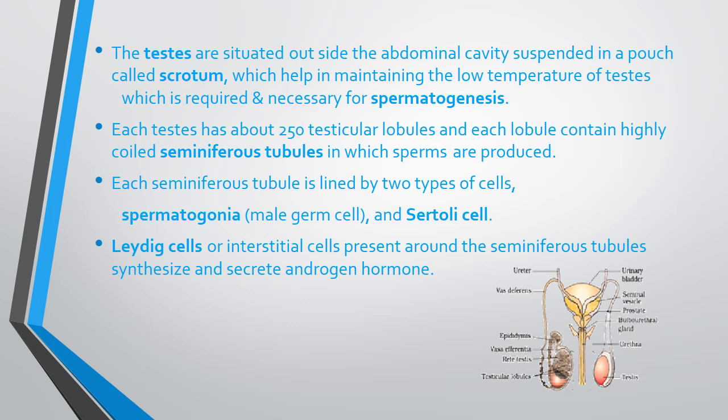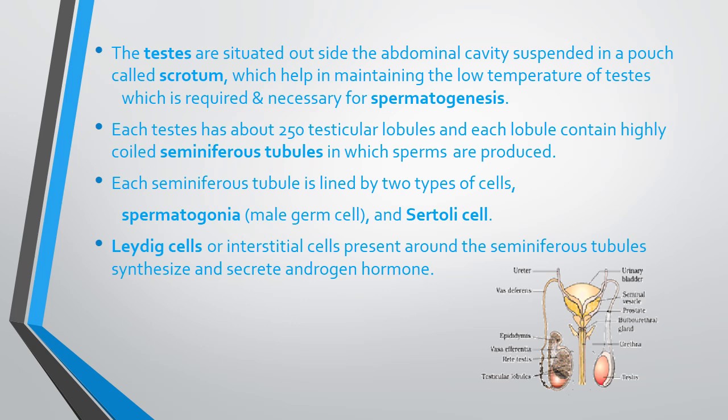Testes are situated outside the abdominal cavity, which are suspended in a pouch which is called scrotum. That helps in maintaining the low temperature of the testes, which is required and necessary for the spermatogenesis. Spermatogenesis is the process in which the sperms are produced. A particular temperature is required for that, without which the sperms cannot be produced.